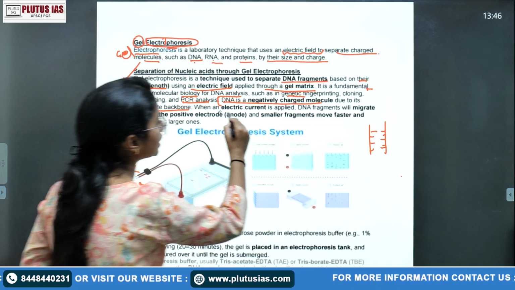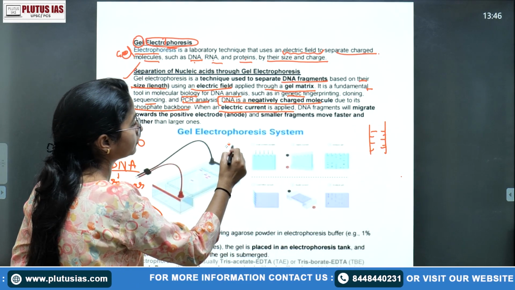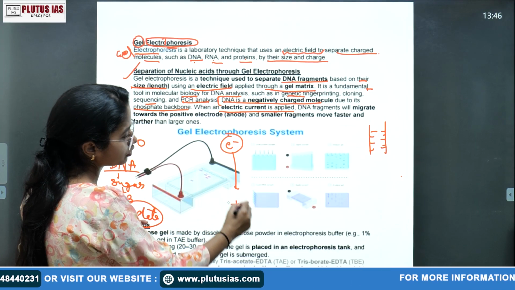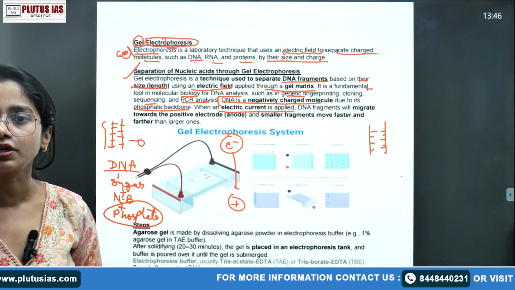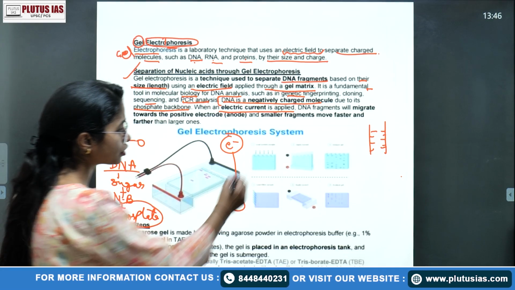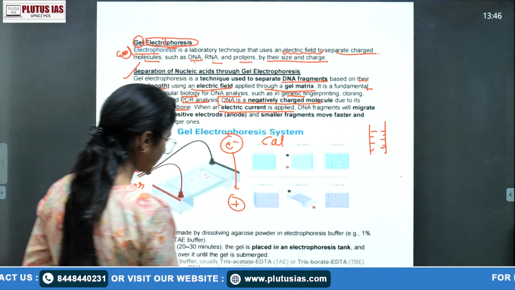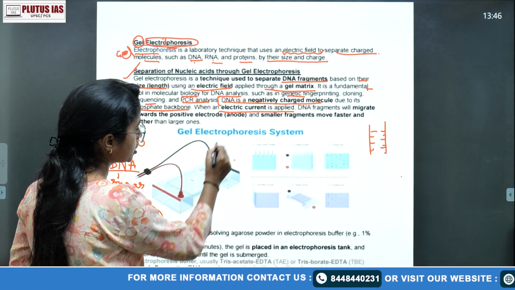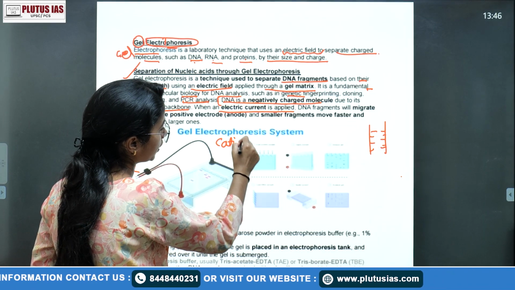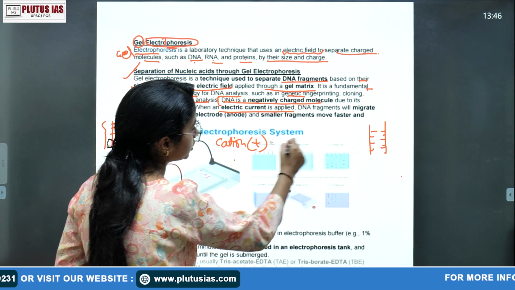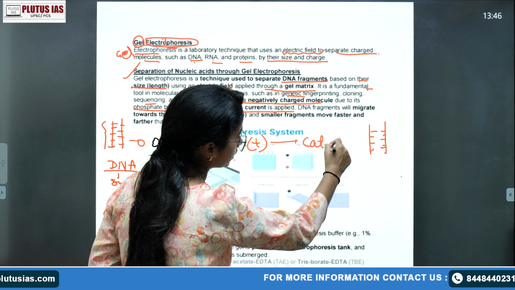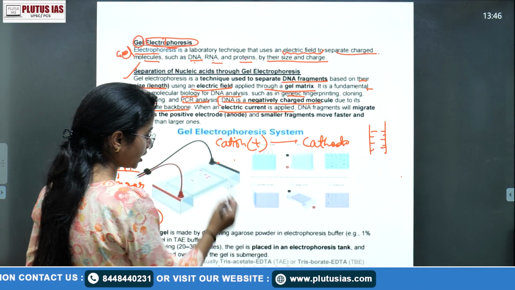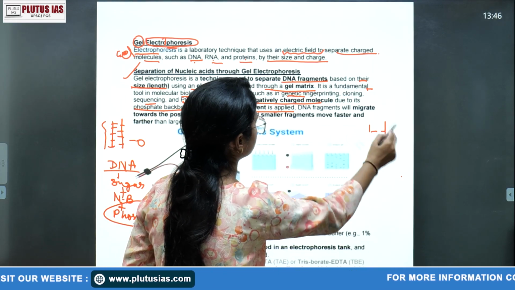So when an electric current is applied, since DNA is negatively charged, it will move towards the positive electrode. That is something we'll talk about, the cathode and anode. Okay, so cation, this is something I really want to discuss. Before that, basic chemistry. Cations are positively charged molecules, so they move to the cathode, right? And anions are negatively charged molecules, right? So this is something about negatively and positively charged molecules.